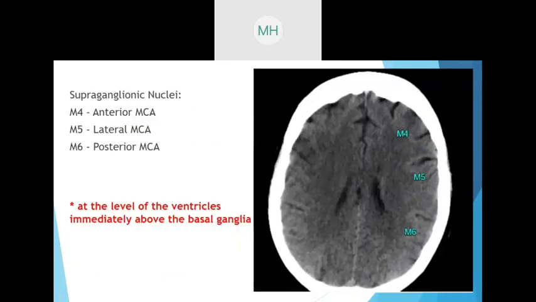So next is at the level of the lateral ventricles, the body of the lateral ventricles, just above the basal ganglia. At this level, we can recognize 3 structures, which are M4, which is just above M1, and 3 MCA areas, M5 just above M2, and M6 just above M3. Okay. All right.